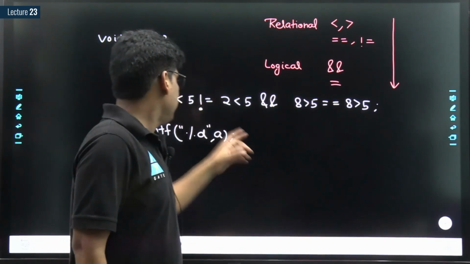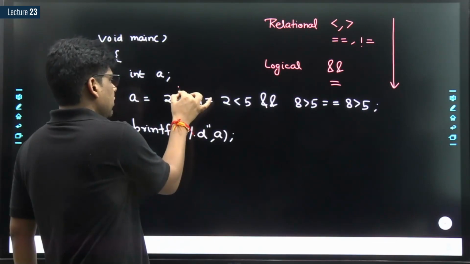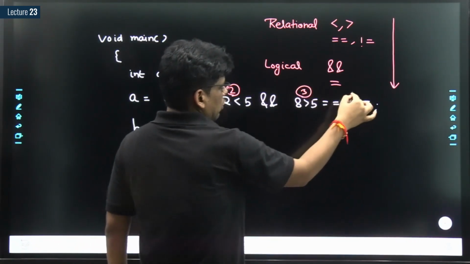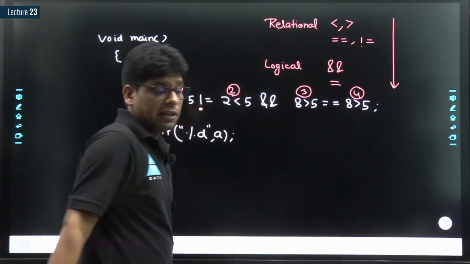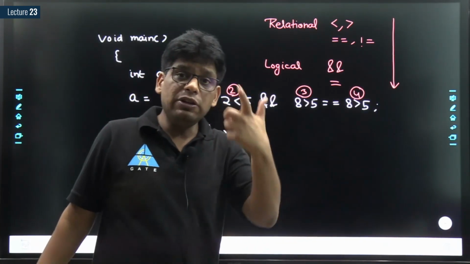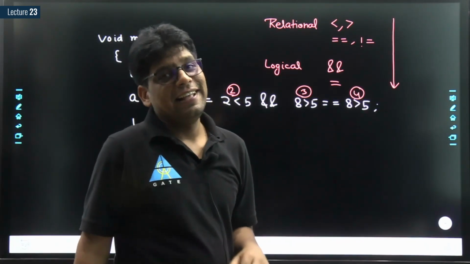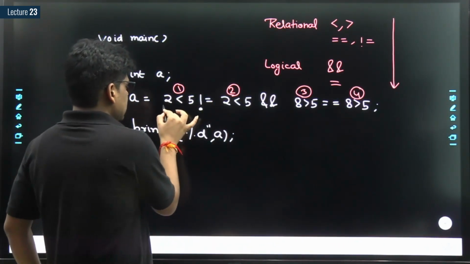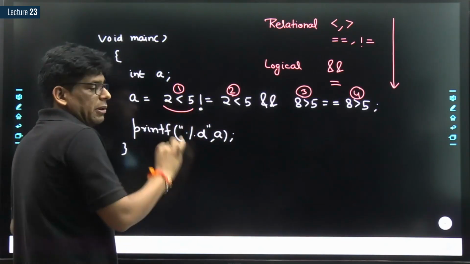Associativity, because we have multiple operators. See, we have 1, 2, 3, 4 operators of the same priority. Among these 4, which one should be evaluated first? Sir, associativity comes into the picture. So, which one should be evaluated first? Sir, from left to right, this one is coming first.